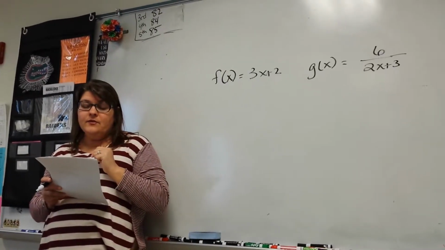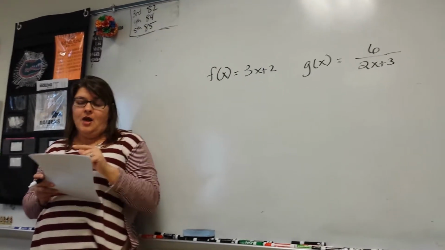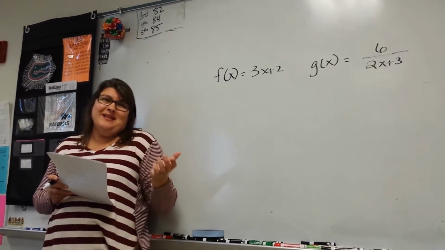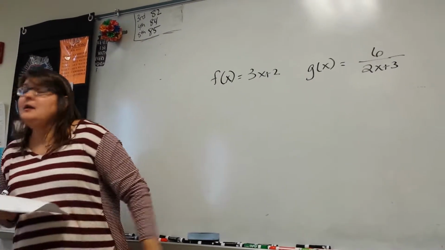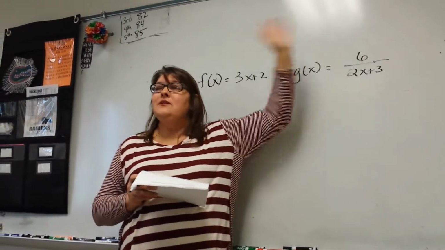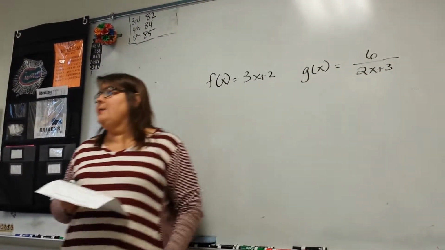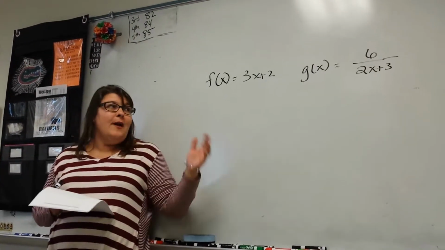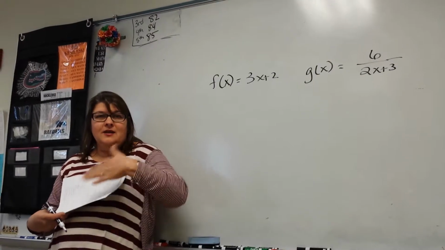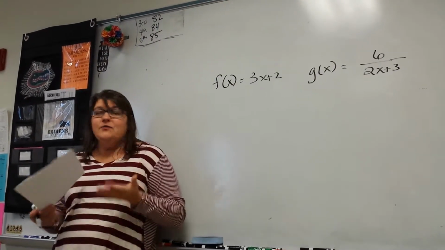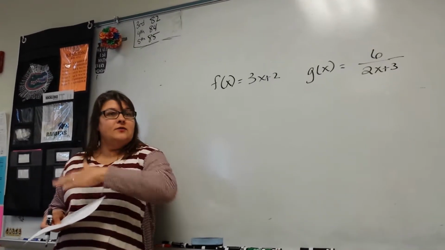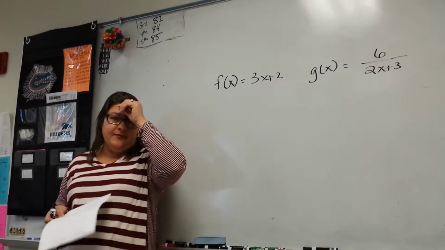It's x is an element of the reals, except x cannot be negative 1.5. Does that make sense? Because the denominator can't be 0. So it says everything is cool except for the one thing that makes that denominator be 0. So that's why they put that there. Some people get nervous when they see that language there. It's really just meant to help you remember what the domain is, or are there any hiccups in the graph. Okay, are we good?